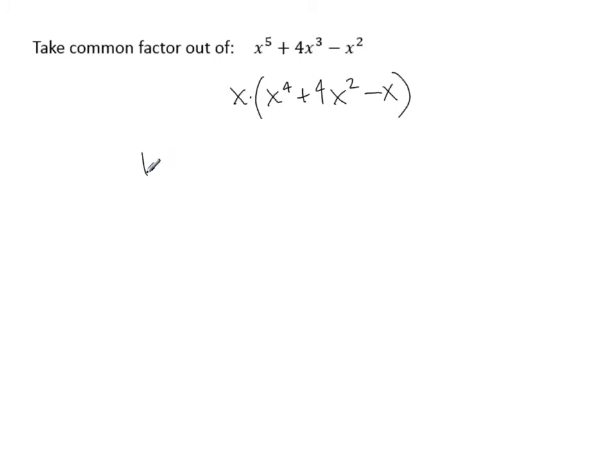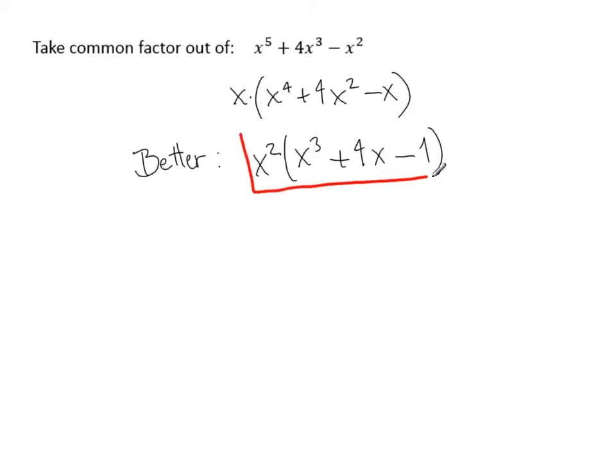Now the better way to do this is to take out x squared. Because you see, you can also do it this way. It doesn't mean that one is wrong and the other one's right. It just means that one is going to turn out to be more useful, which is this one here. So always go for that one.